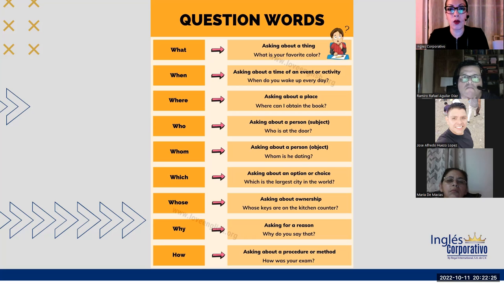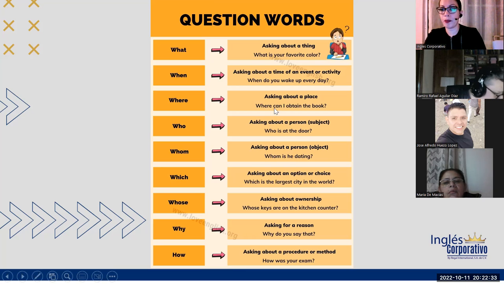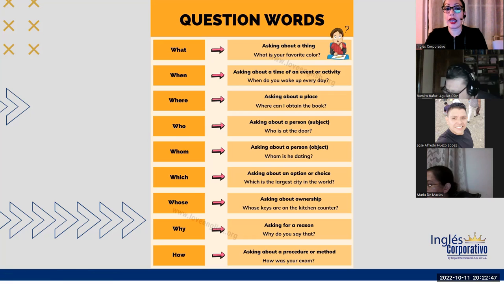Where is asking about a place. For example, where can I obtain the book? Okay, recuerden, where es dónde. Who? Who is asking about a person or a subject. Who is at the door? Meaning that who is quién.